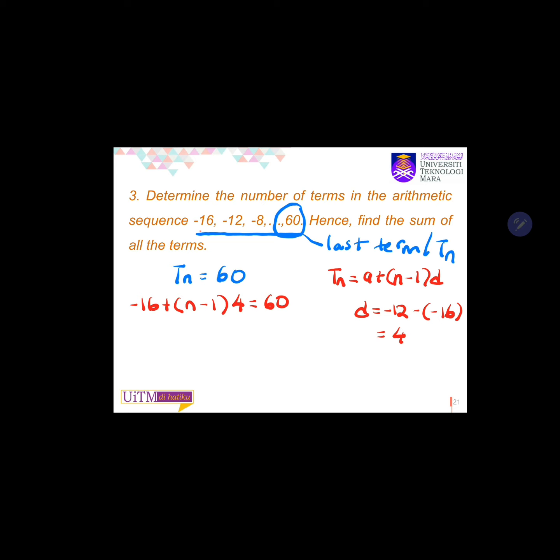So what you need to do is you arrange the equation. So we have here 4(n minus 1) equals 60 plus 16. So 4(n minus 1) is 76. n minus 1 is, okay, 76 divided by 4, we have 19. So our n is 20. So that means how many terms do we have? From negative 16 up until 60 is 20 terms. 20 sebutan.